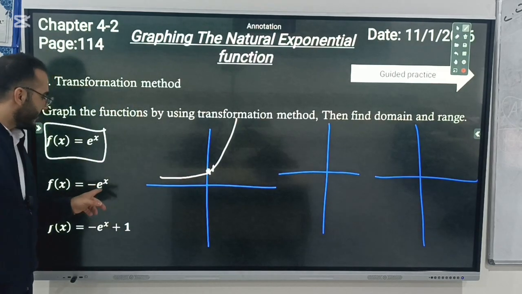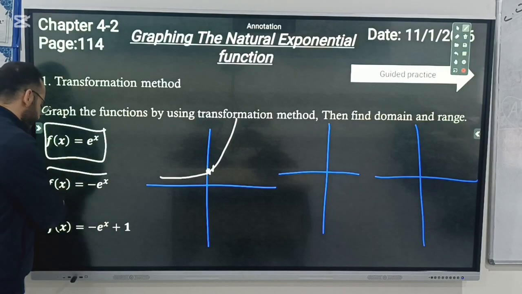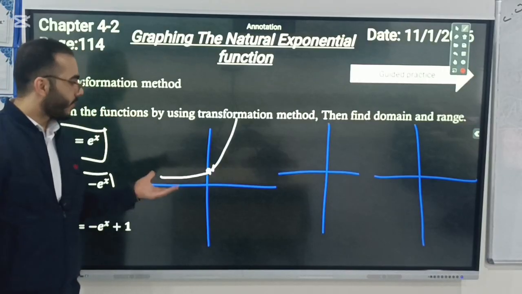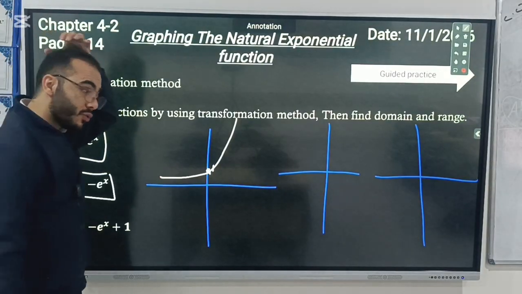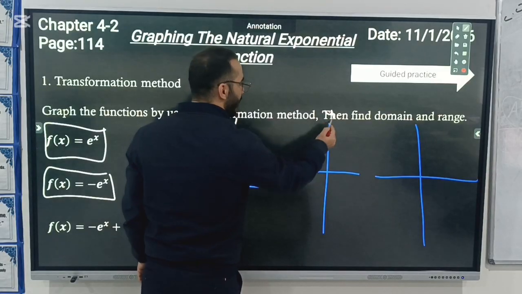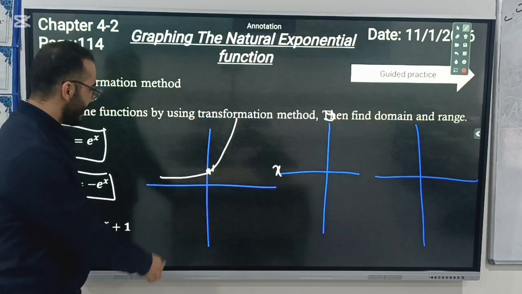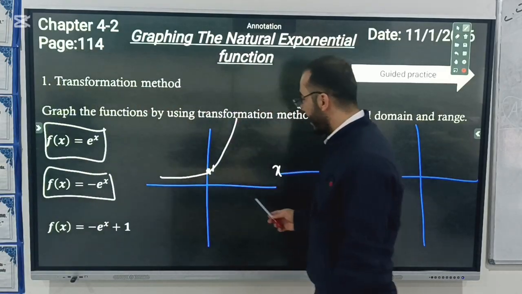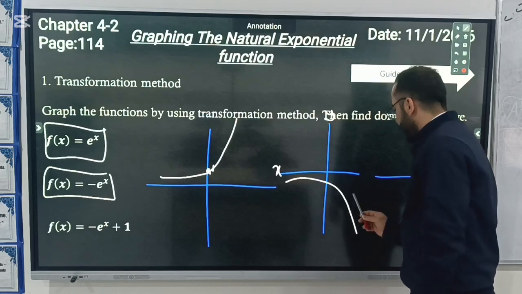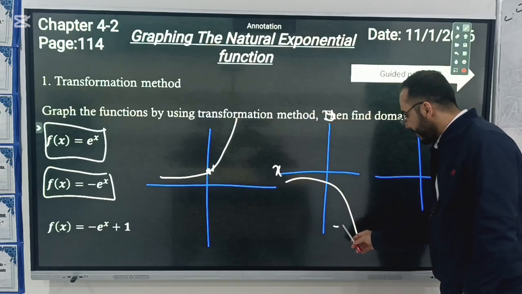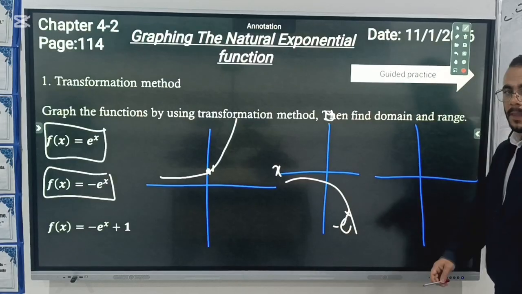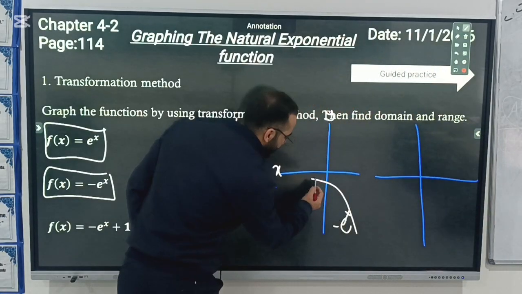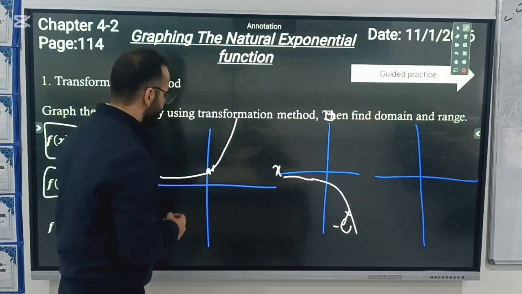The next one is negative e powered by x. We said that if there is a negative behind e powered by x, we are going to reflect it with respect to the x-axis. Which one is the x-axis? This one is the x-axis, that one is the y-axis. So if we reflect it with respect to the x-axis, the graph would come below the x-axis, something like this. This is going to be the graph of negative e powered by x. All right, this is what we call reflection with respect to the x-axis.